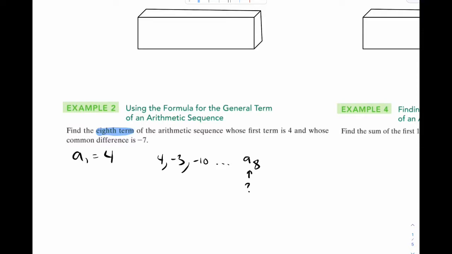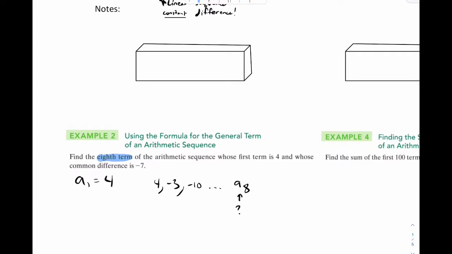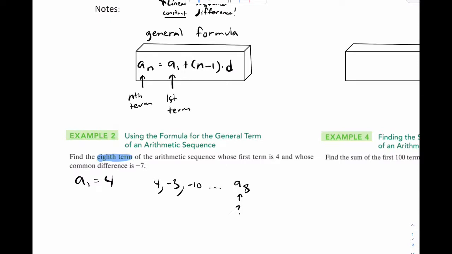So clearly one way to do this is to brute force it, or you could just keep subtracting 7 every single time. But instead I'm going to teach you a formula that makes it much easier. And what we're going to use is the general formula. It's a sub n is equal to a1 plus n minus 1 times d. So right here is your nth term, meaning the term you want. That's your first term. This is your term number. And then right here, your d, that is your common difference.